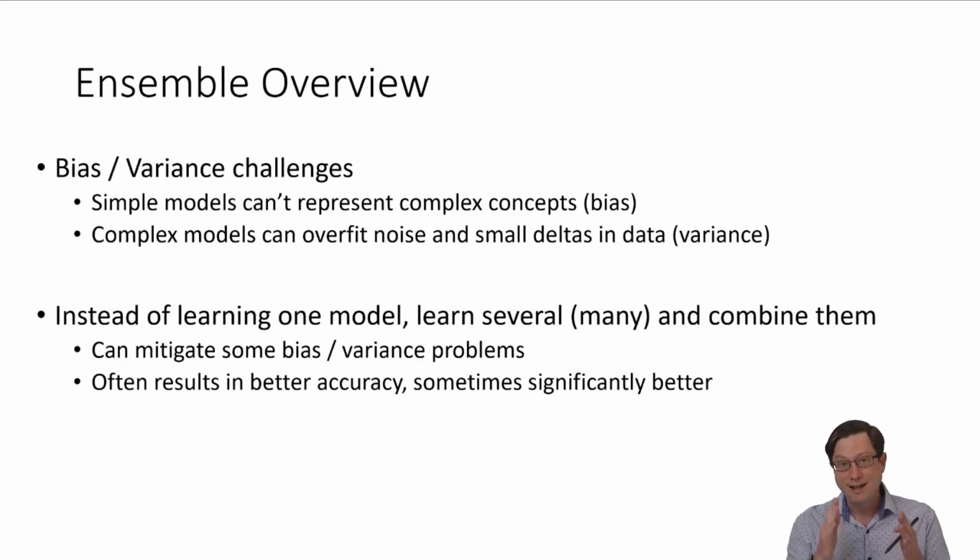Instead of learning a single model and using that for your prediction task, why don't you learn a whole bunch of models and combine them? If you combine high variance models, you can get rid of some of the variance problems through averaging. And if you combine high bias models, you can learn more power by focusing them on separate parts of the problem. And you'll often end up with a single ensemble that is easier to work with than any of the base models individually, and is also often a lot more accurate, like really a lot more accurate.